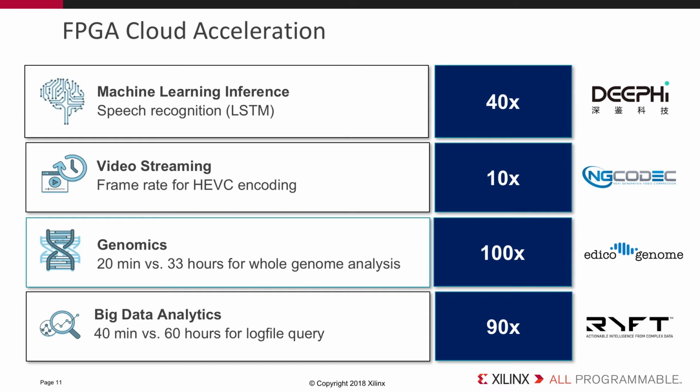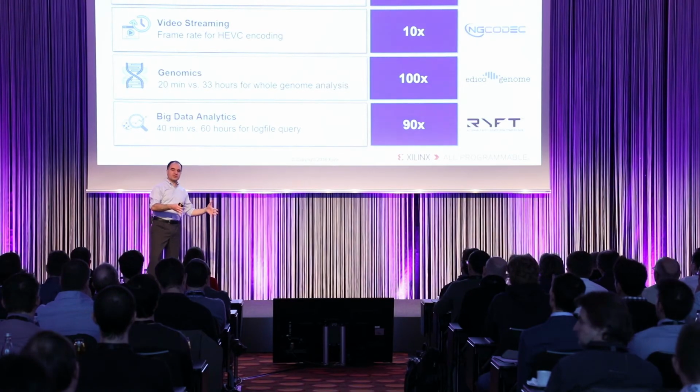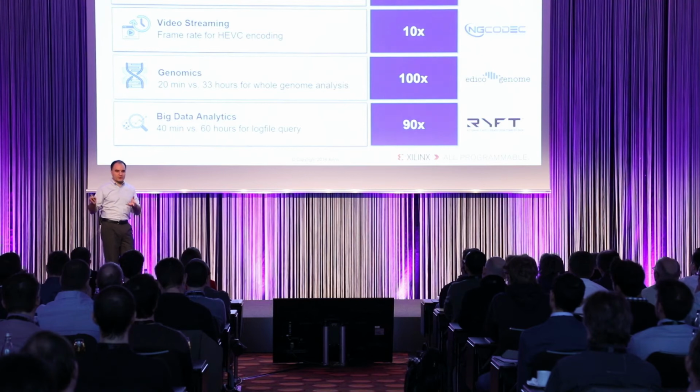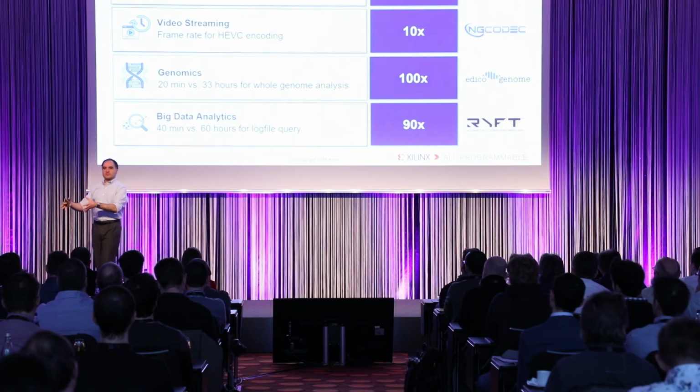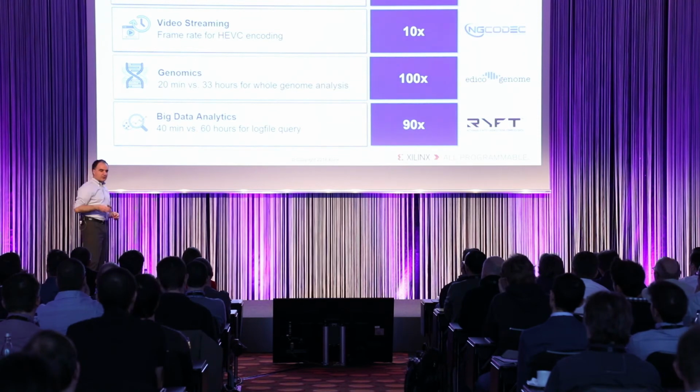We have a partner, DeePhi, who's one of the ones demoing out there, who is accelerating speech recognition on AWS, and they're getting a 40x acceleration compared to CPUs. NGCodec accelerates video transcoding. And for HEVC encoding, they get a 10x acceleration, which means that what 10 Xeon servers can do, they can do with one F1 instance, which is the FPGA instance attached to a single Xeon server.